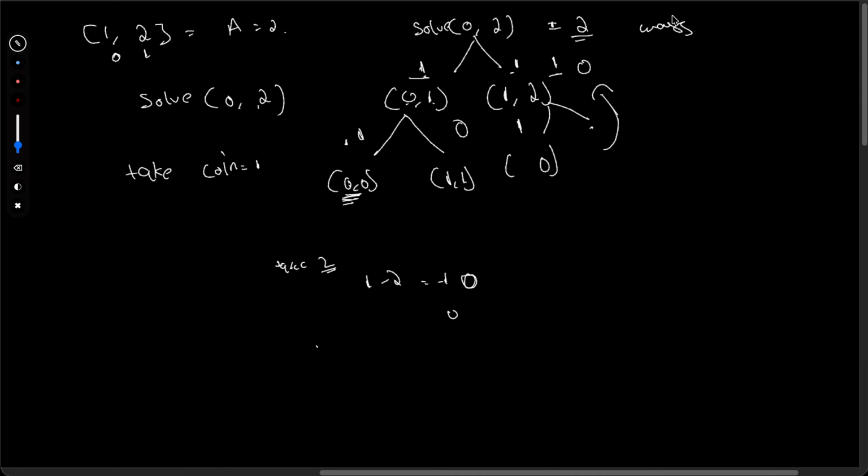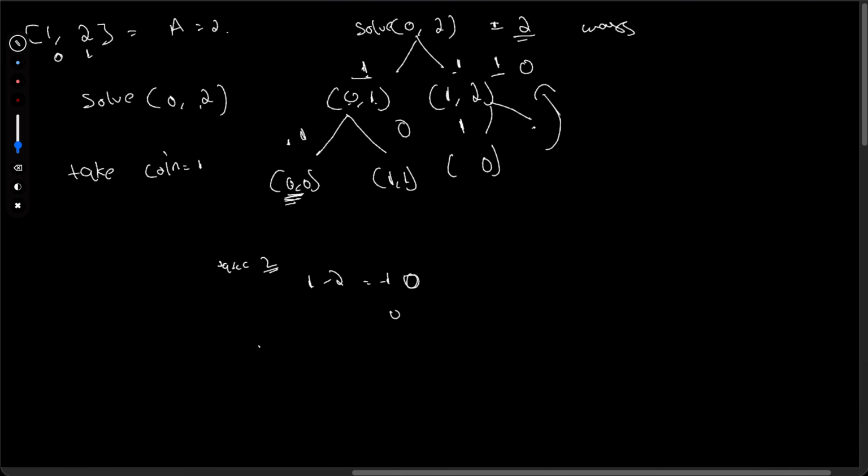Every node has two options, take or skip. On the left side, take: the amount decreases and we stay on the same coin. On the right, skip: move to the next coin and the amount stays the same. The base cases: when the amount is 0, return one way; when no coins are left, return 0. So let's write down the code.